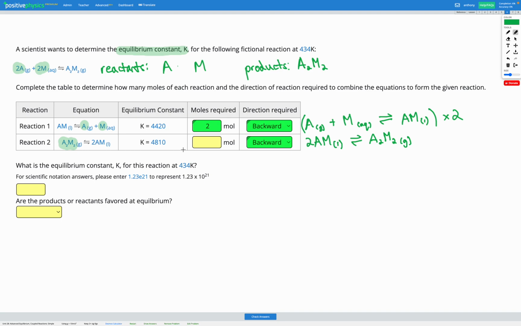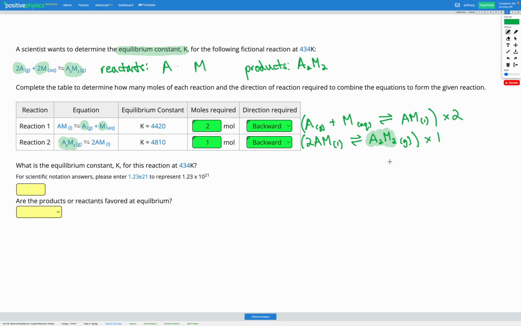For reaction 2, we have A2M2, and in our goal equation, we just have A2M2, just one in each. So we already have the right number of moles of A2M2, which means we already have the right number of moles of reaction 2. So we just need 1 mole of reaction 2. So that's just going to multiply by 1. Okay, so we figured out the moles and direction required. Let's just test that out by adding up our equations together to check that we get the goal reaction.